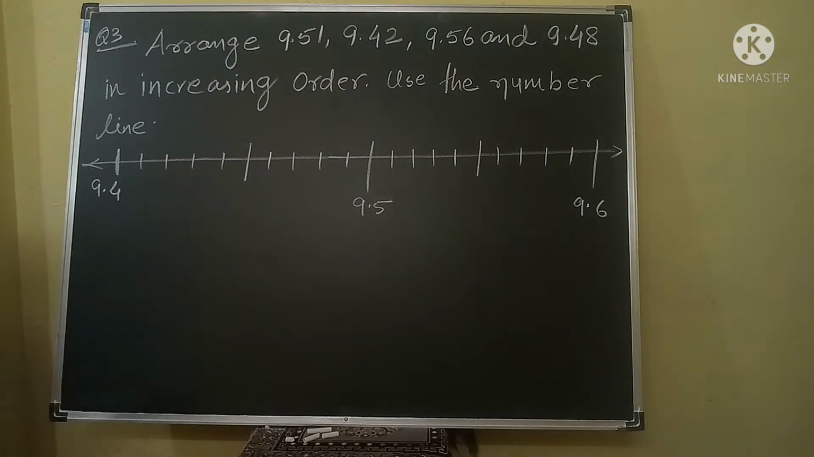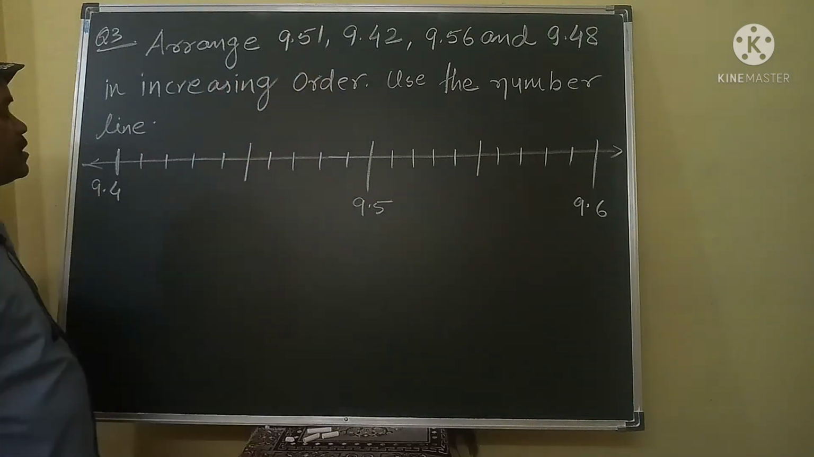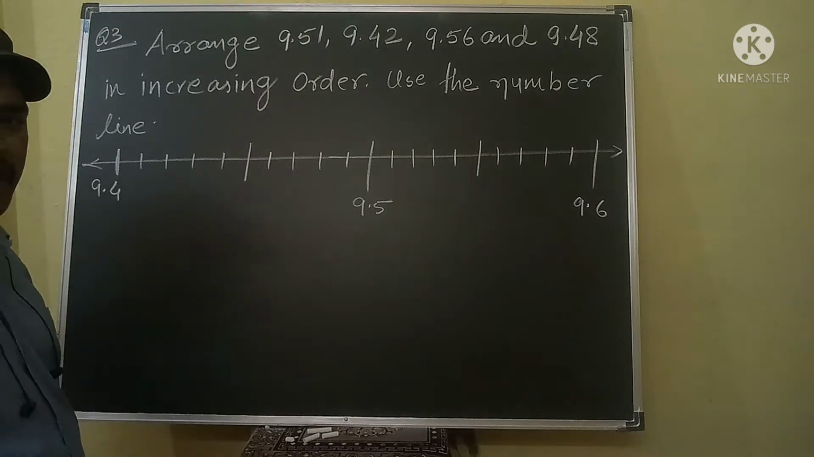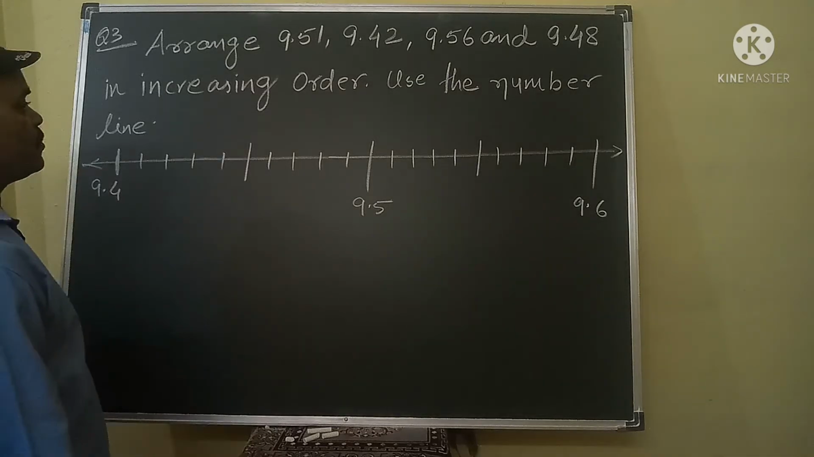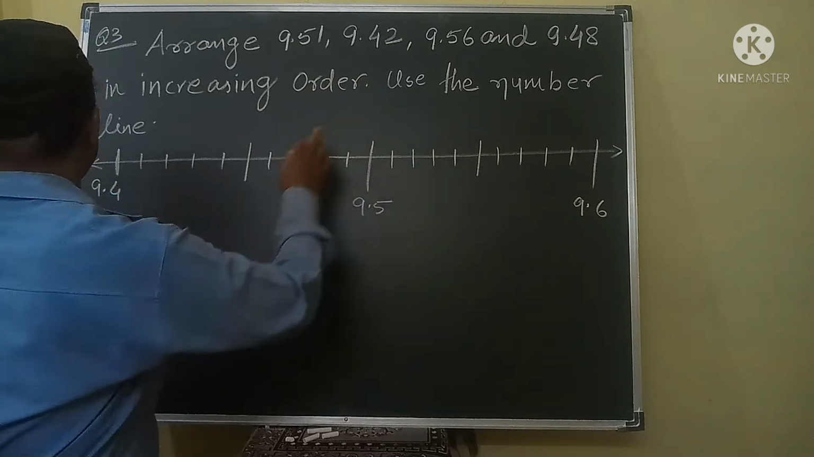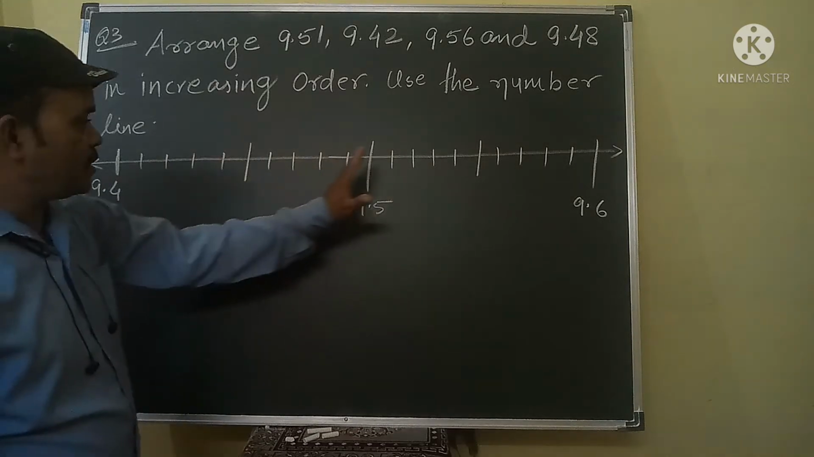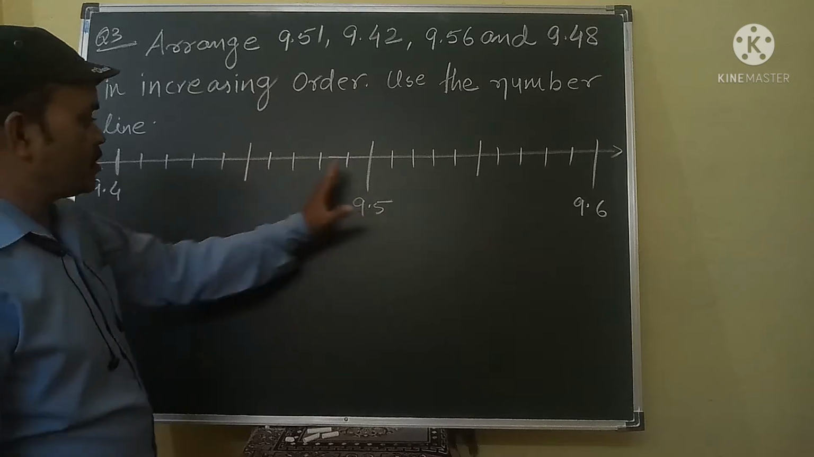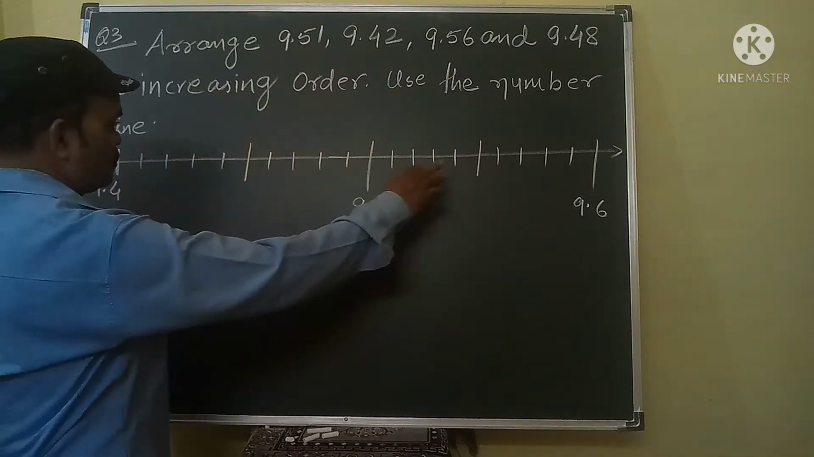Your question number 3 is: arrange 9.51, 9.42, 9.56 and 9.48 in increasing order. Use the number line. My dear student, this is the number line according to the question.